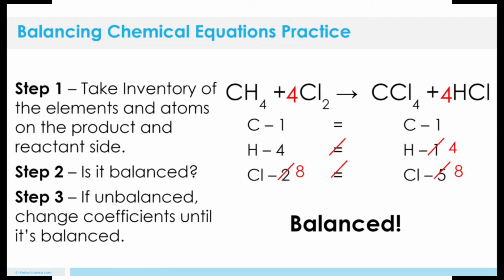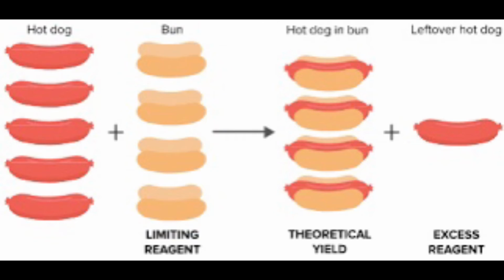Step 1, set out your equation. Step 2, is it balanced? No? Okay, go to step 3. Balance out the atoms and the charges. C equals 1, C equals 1, balanced. H equals 4, H equals 1, not balanced. Cut it out, make it 4. Cl is 2, Cl is 5. Nope, not balanced. Cut it out, make it 8. Done.